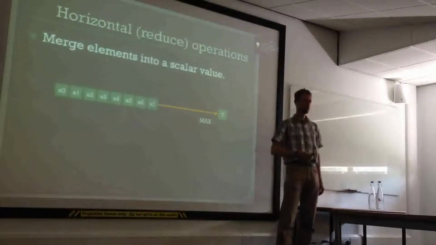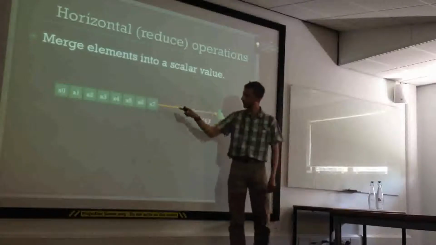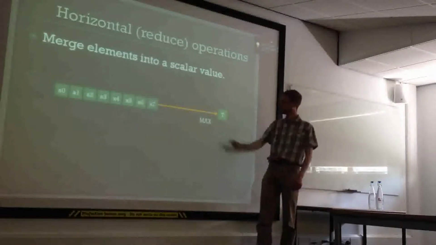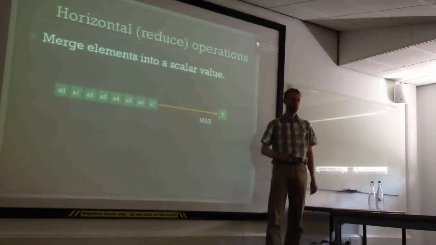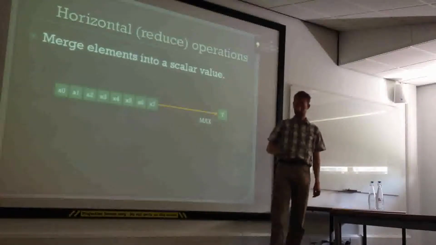We can also do a horizontal operation. So we have our vector here, and we've got 8 elements in it, and we reduce it to one element, a scalar element. A max is a good example. So just take all of those values and find the maximum value and write it into here. That's called a horizontal or a reduce operation.